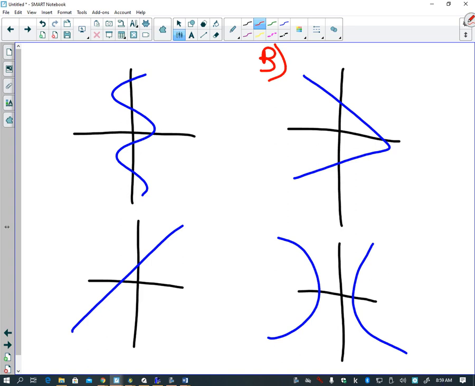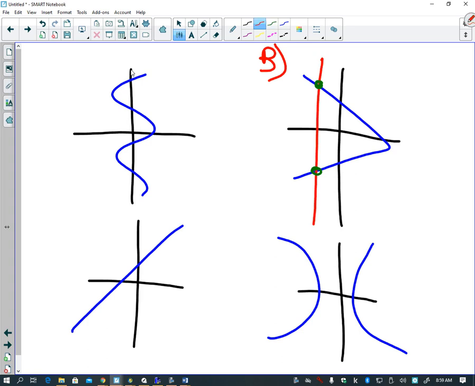Is that a function? No, right? Because it crosses here and here. Now, I can probably find a place on that graph where it only touches once, but if I can find any place on the graph where it touches more than once, it's not a function, okay?